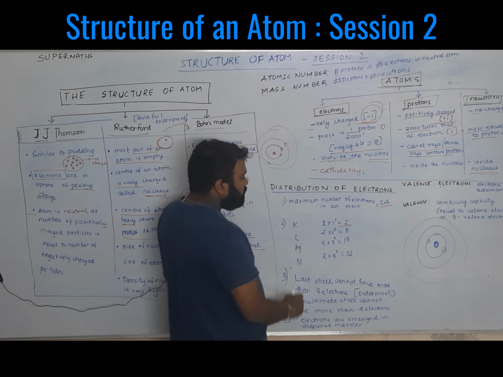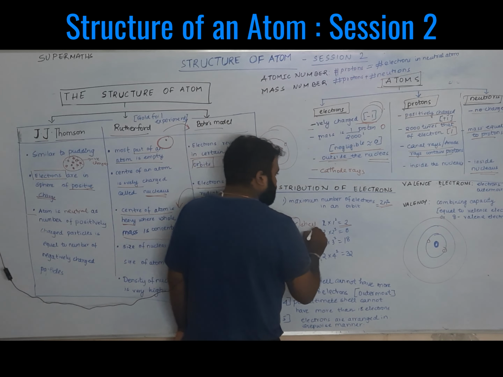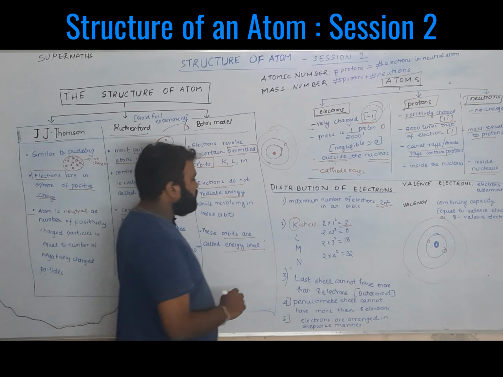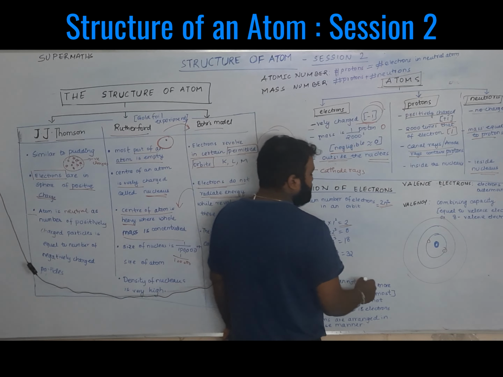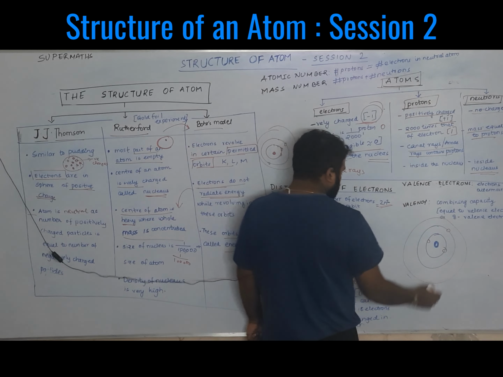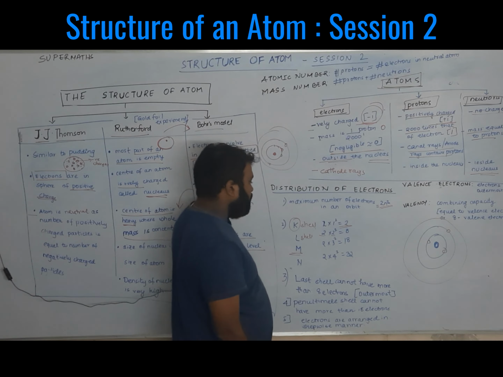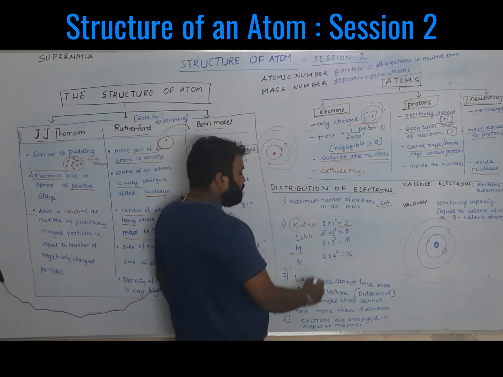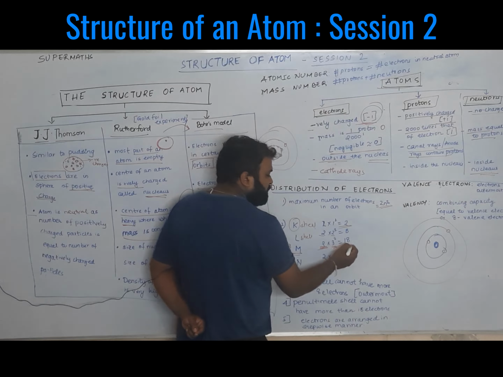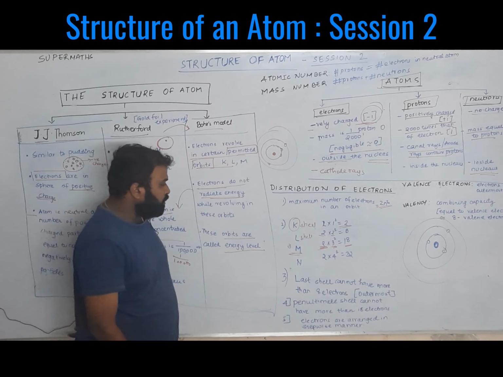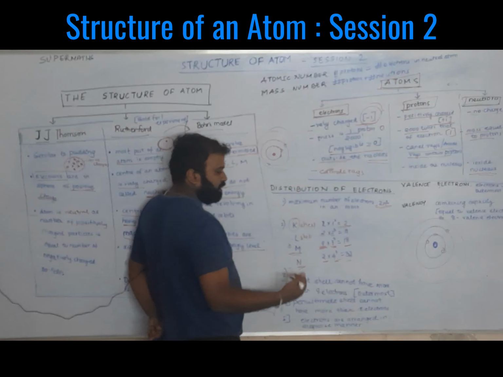That is also called the K shell. The second orbit is called the L shell, that can hold 2 times 2 square, that is 8 electrons. And the M shell, M is 3, right? That can hold 2 times 3 square, that is 18 electrons. Then you have the N shell that can hold 2 times 4 square, that is 32 electrons.